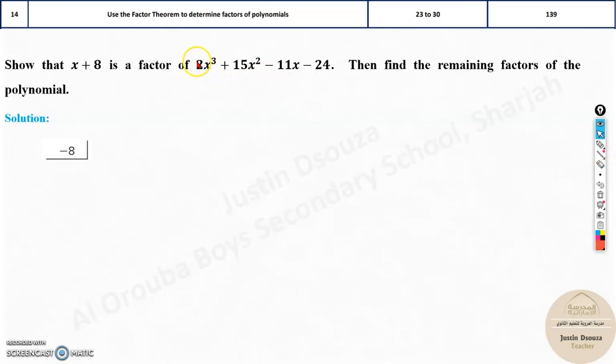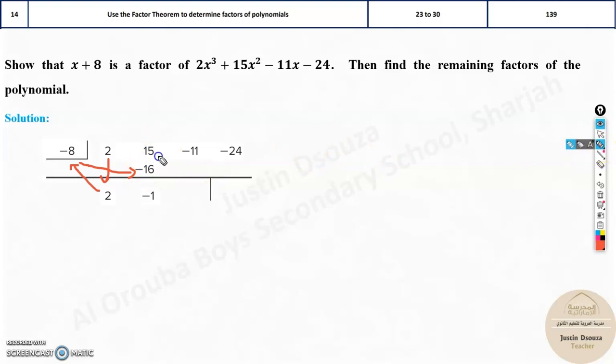So take that minus 8 value over here and divide. We don't put the variables, just the coefficients. We have to write 2, 15, minus 11, and minus 24. Step 1 is bringing this down over here as it is. 2 comes down. Then once this is down, all you need to do is multiply it with negative 8 and then write it over here. So multiply 2 times negative 8, it's negative 16. Write it over here. Now you need to change the sign. Oh, sorry, not change the sign. It is add. Just add them up. So what happens? Minus 16 plus 15 is minus 1.